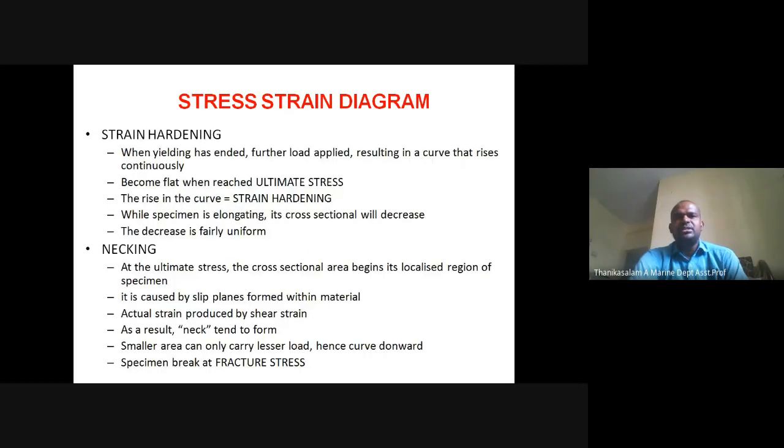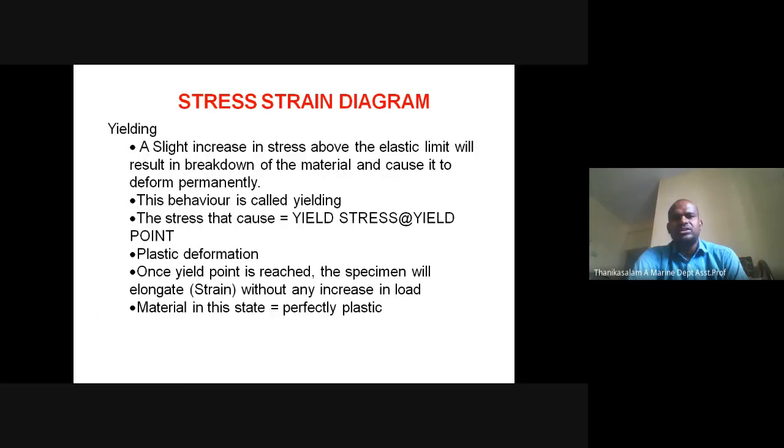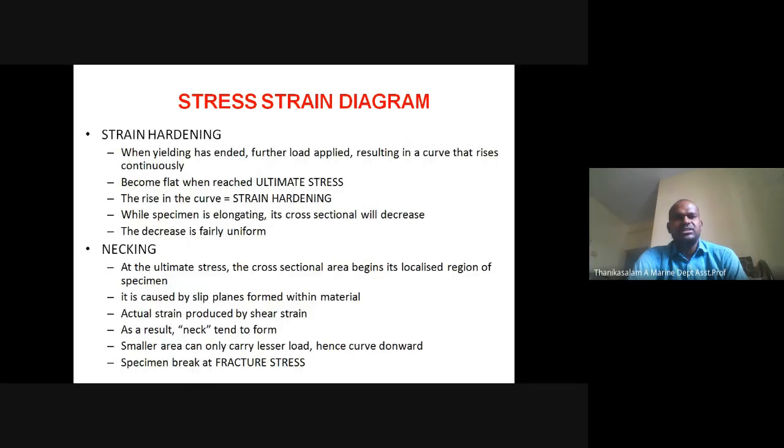At the ultimate stress, the cross-sectional area begins to reduce in a localized region of the specimen. It is caused by the slip planes formed within the material. So at the breaking point, a neck is formed. I told you already. After reaching the ultimate, if we again apply load, the necking is formed. At point E, the body is going to fail or fracture. That is called the fracture stress.